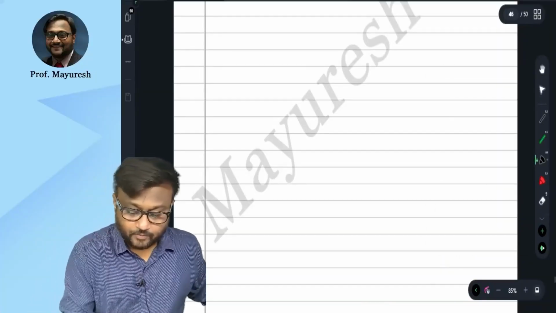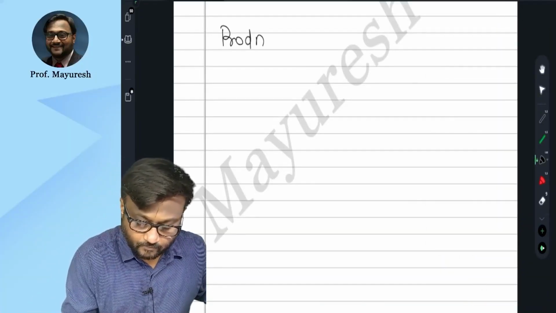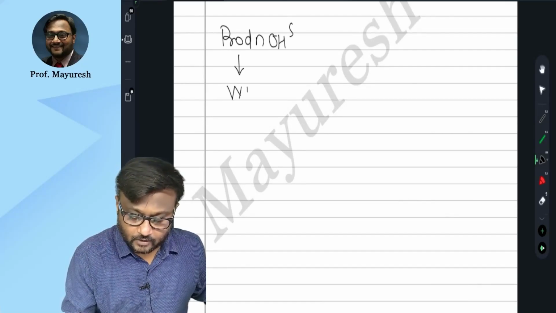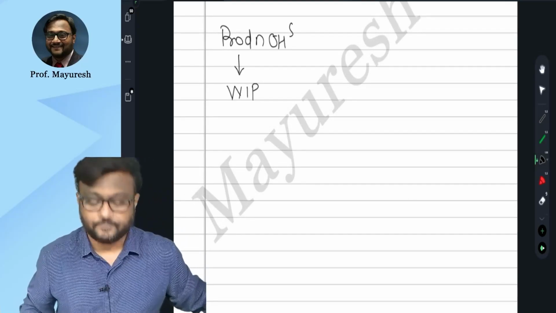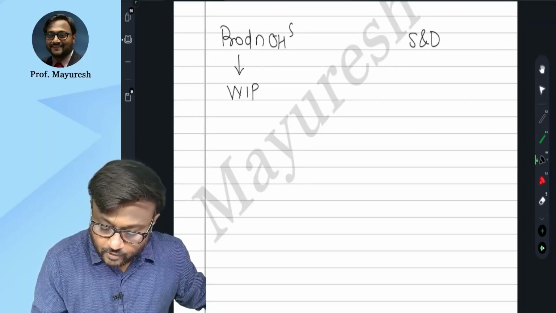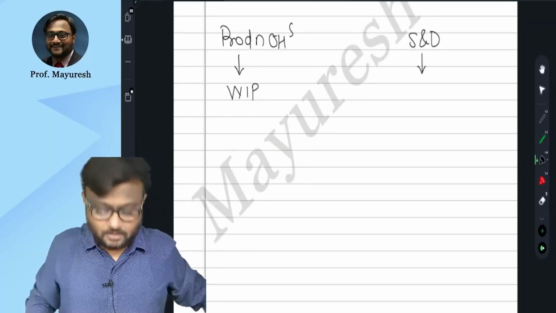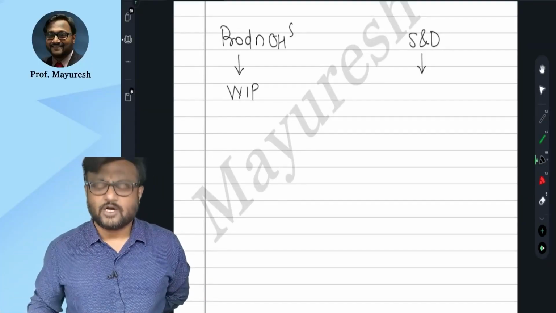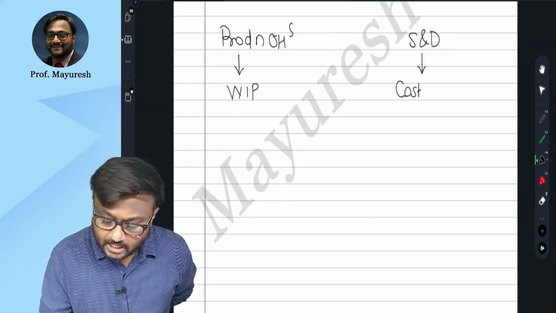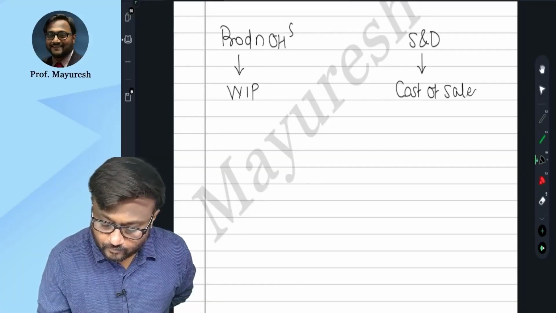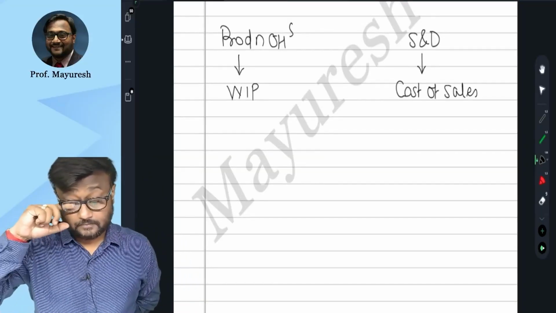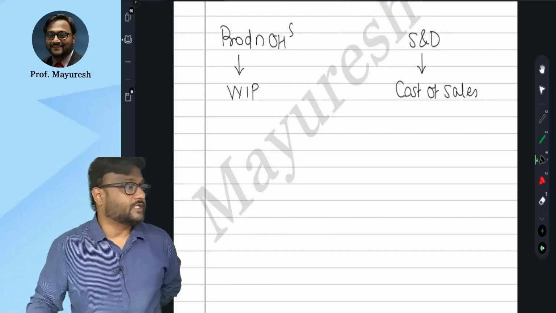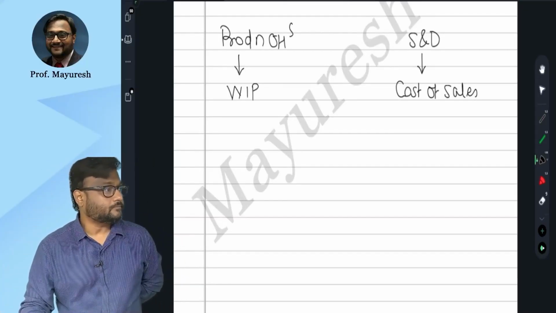If you are dealing with production overheads, production overhead should be part of production process, so it is absorbed through WIP. But your selling and admin has got nothing to do with production, so it can't be part of WIP. So it is directly posted to cost of sales account. आपको समझ में आ रहा है?